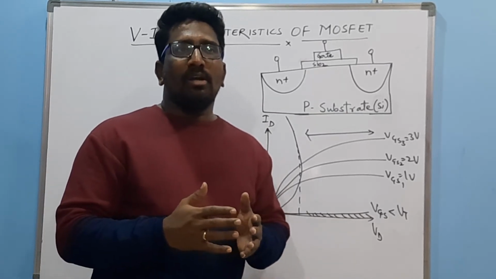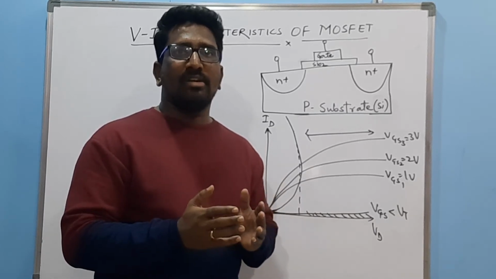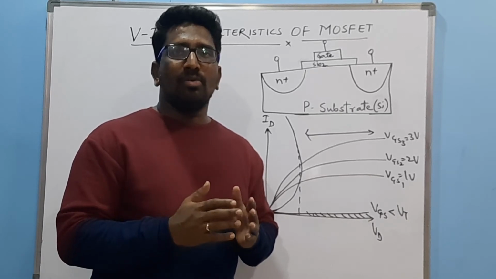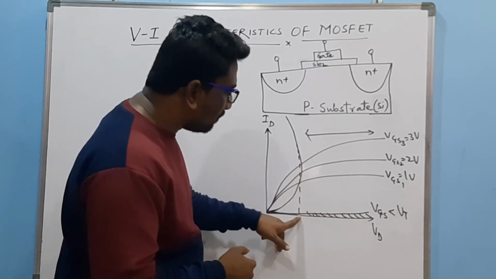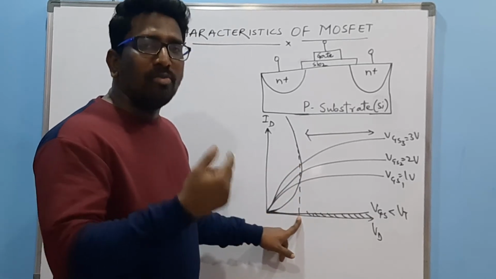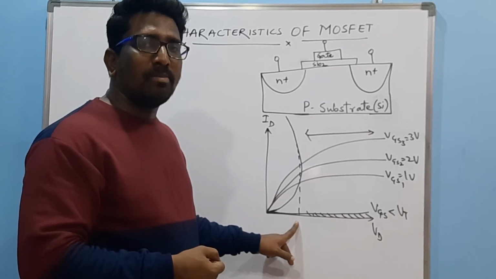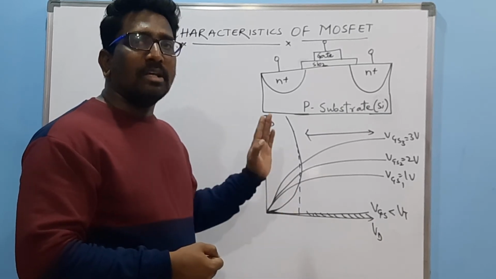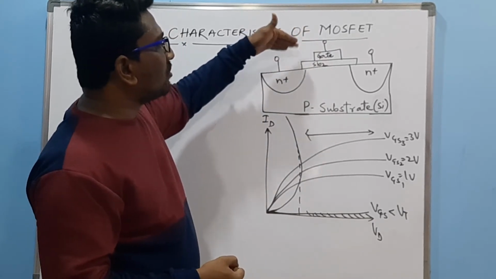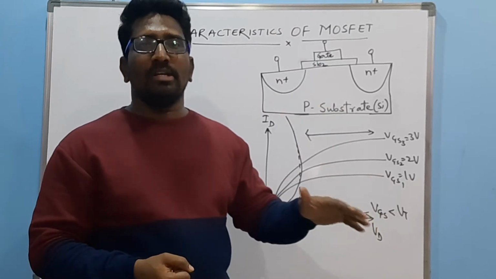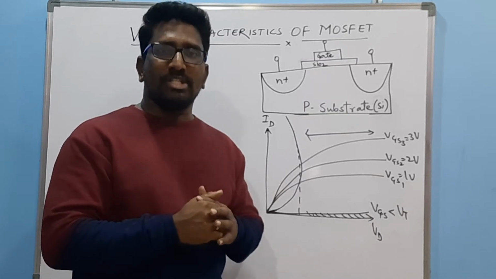Once a particular transistor reaches VDS, the drain-source voltage, equal to VGS minus VT, this is the point where VD equals VGS minus VT. At this point, even if you go on increasing this voltage, there will not be any increase in the current across the drain. It means the current across the drain is being saturated.